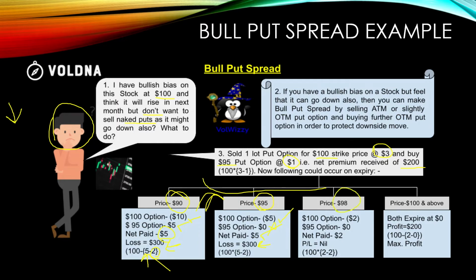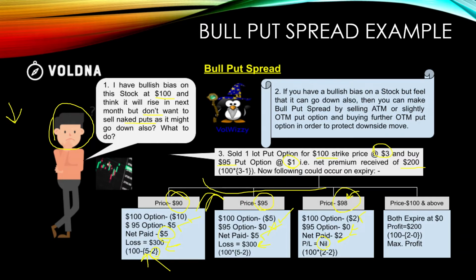So what will happen in case the stock expires at $92? This is the break even point. He collected $2 per option and now the stock has expired $2 below the strike price. So he will be at no profit, no loss, because the $100 option will expire at $2 and the $95 put option will expire worthless. So now he is required to pay $2 to the option buyer, and he already collected $2 per option, so his profit and loss is nil.